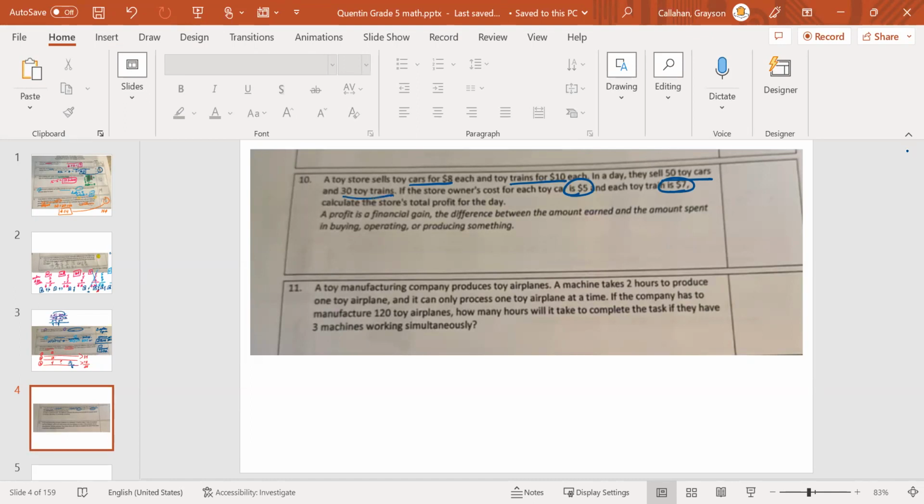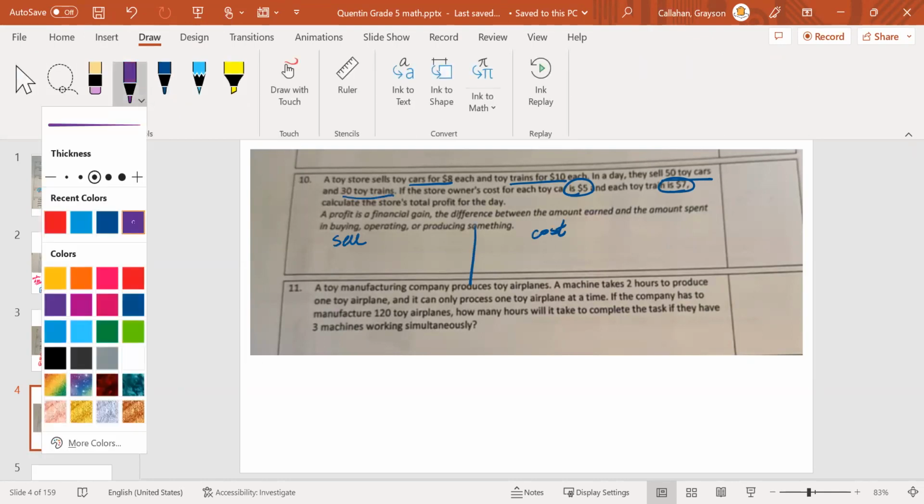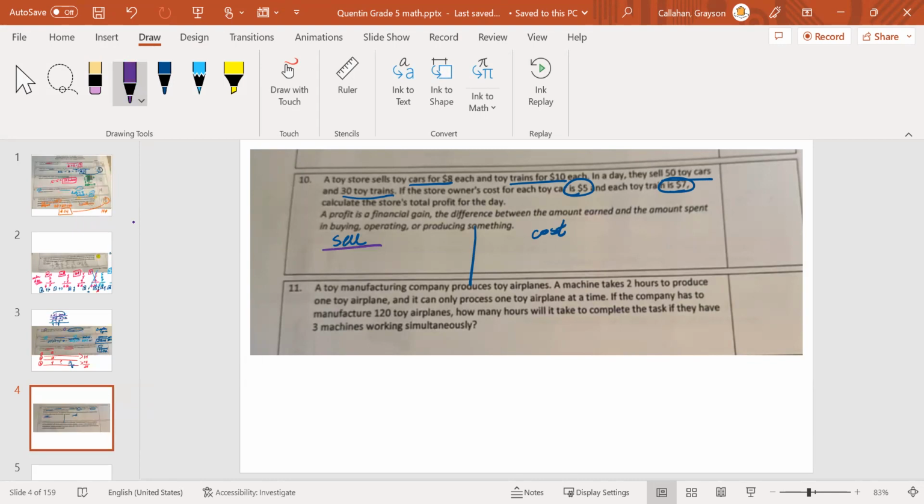Okay. So this is how much they're selling for, right? And then this is cost. So you have 2 different ones. Are we gonna stop or do I need to just go to bed? Because I'm done.